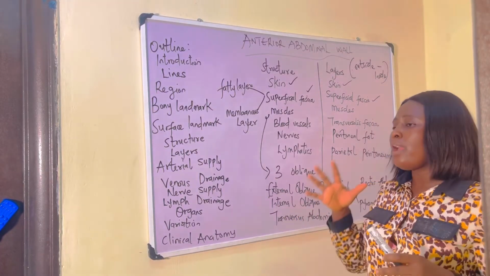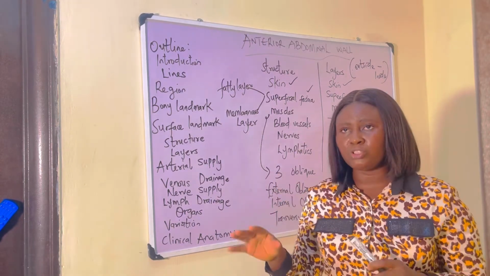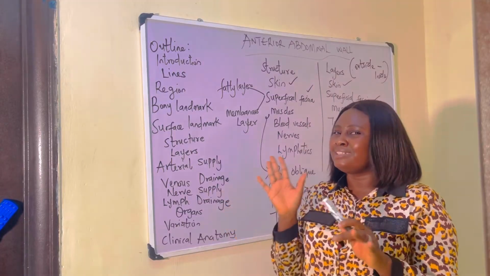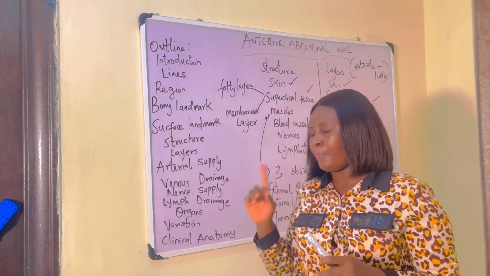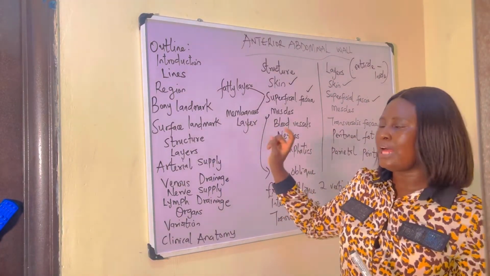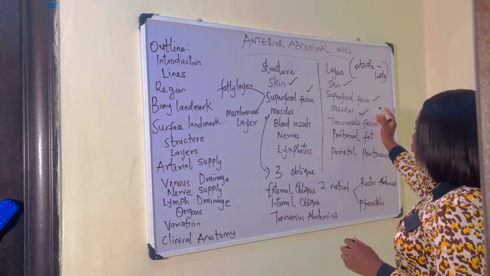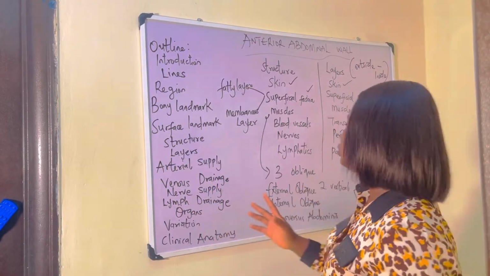Okay, so that's why immediately after the superficial fascia, you are going to see the muscles. So what stands as a deep fascia in the anterior abdominal wall, which is not really a deep fascia, is the inner Scarpa's fascia, okay, which is the membranous layer. So the next layer we have is the muscles, which I already told you are 5 muscles of the anterior abdominal wall, 3 oblique and 2 vertical.